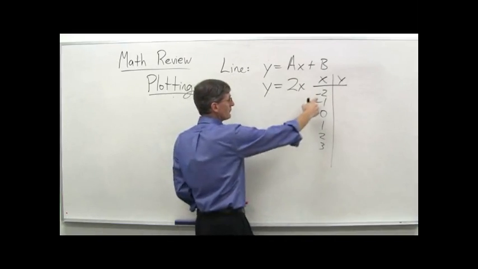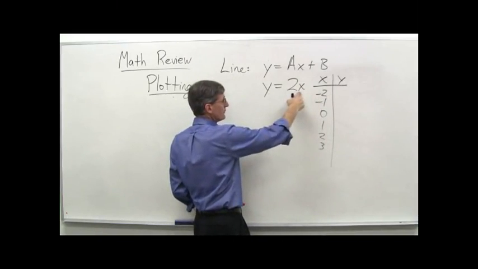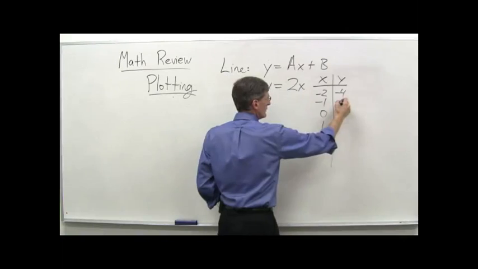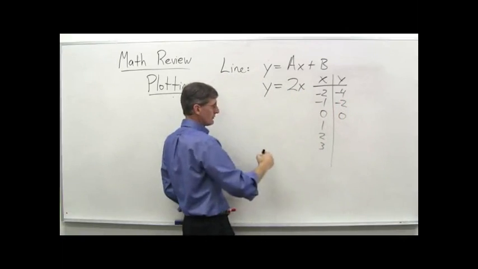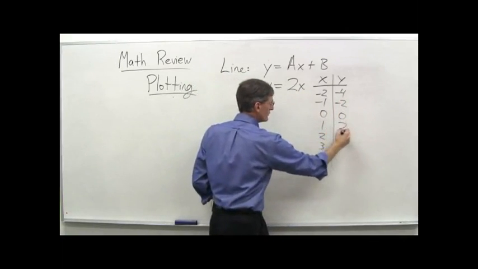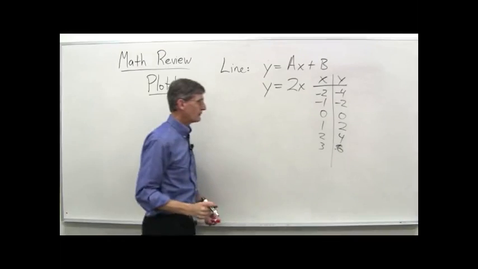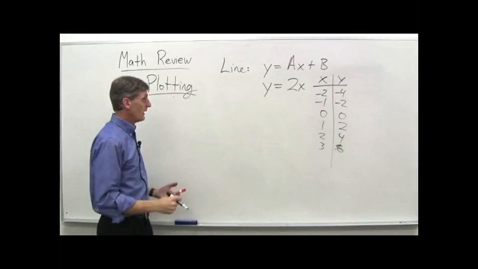Perhaps. And so plug this in, negative 2 for x times 2, that's negative 4 for y, negative 2, 0, 2 times 0 is 0, 2 times 1, of course, is 2, 2 times 2 is 4, 3 times 2 is not 9, is 6, and so on and so forth with that. And then we plot it.